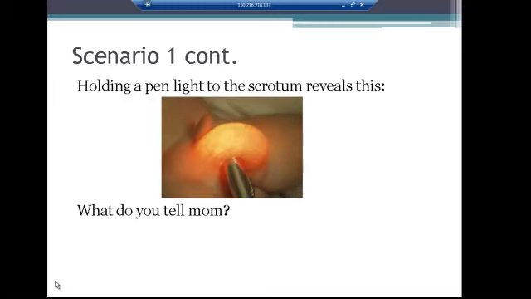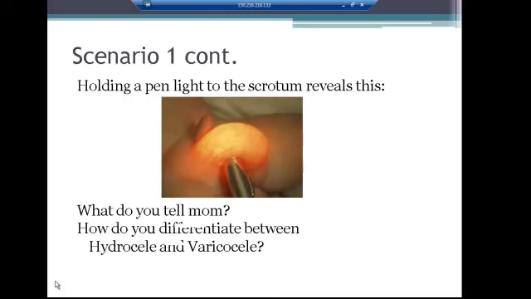You tell her that this is a hydrocele, that they're extremely common, that they're the most common cause of all testicular masses, that they're benign, that they get better, okay? They're not cancer, okay? And just in general, I want you to be thinking about, how do you differentiate between hydrocele and varicocele? Hydroceles and varicoceles differ in a mass in the testicle versus a thick mass or a bag of worms type feeling above the testicle and the spermatic cord.